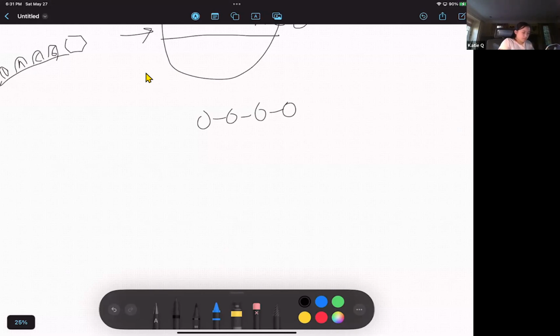Then there are also frameshift mutations. This happens when there are added amino acids, deleted amino acids, or they are just shifted in a different way. So let's say originally I had, let's go back, let's say my sequence was A, U, G, U, C, U, G, G, U.